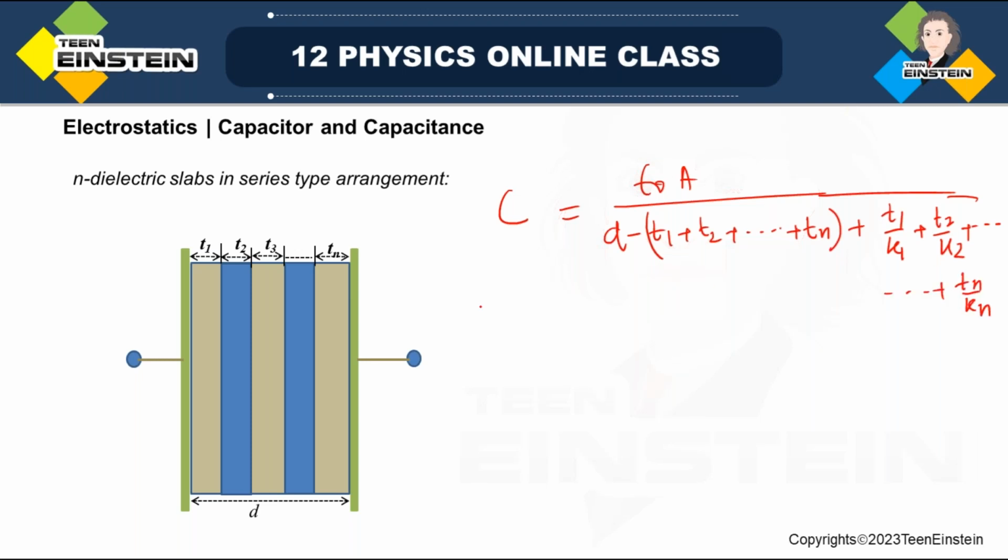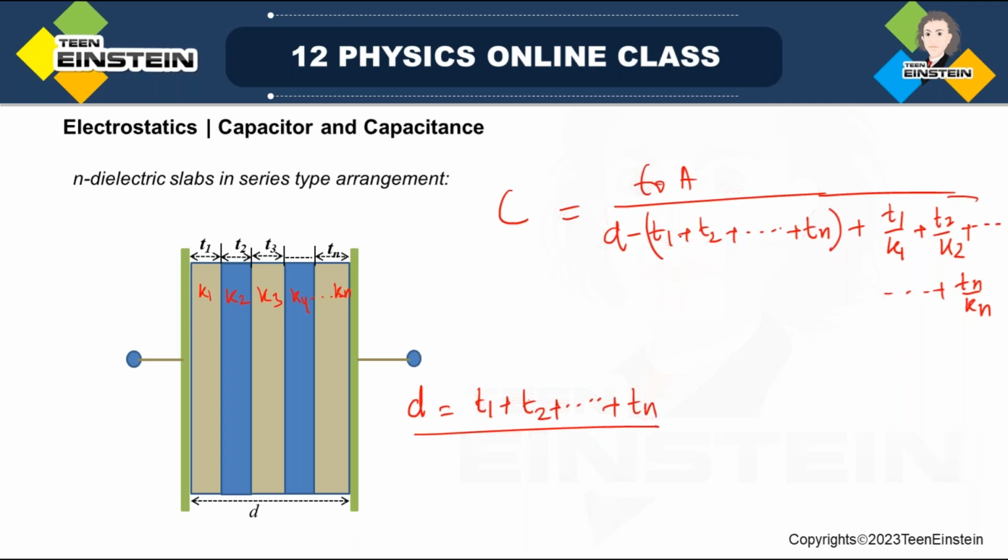Tn by Kn, and say these have thickness given. This is K1 dielectric constant, this is K2, K3, K4, dot dot dot, up to Kn. In this case, these slabs are actually filling the whole space between the plates.